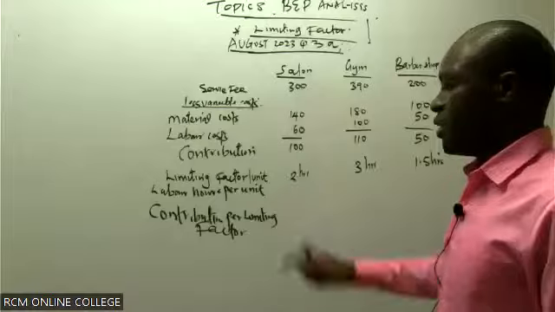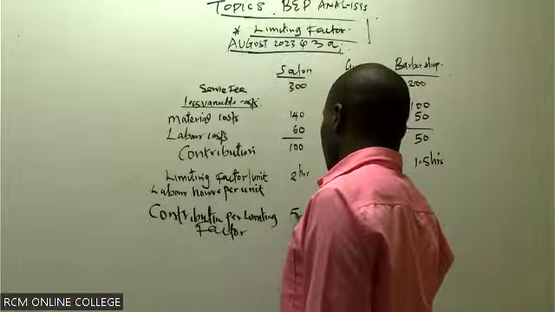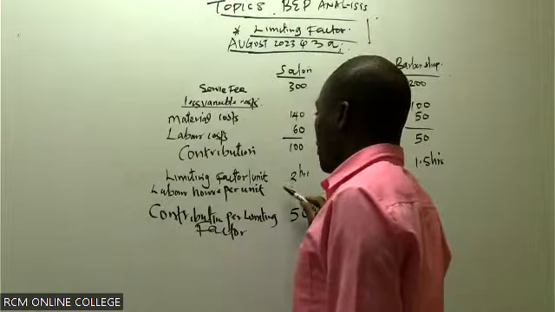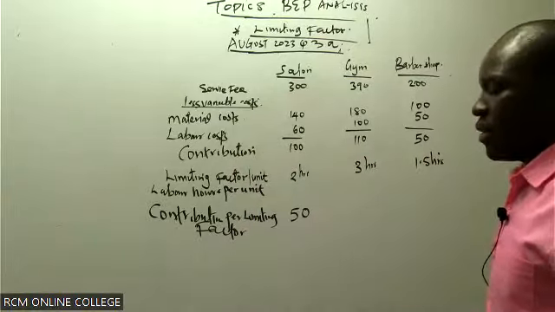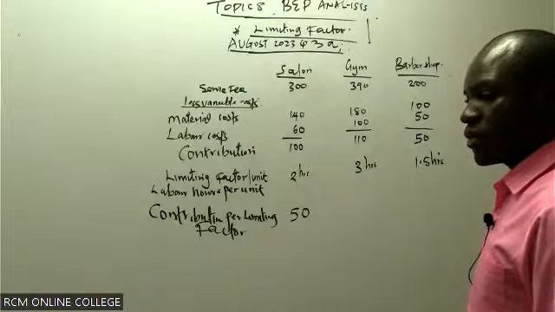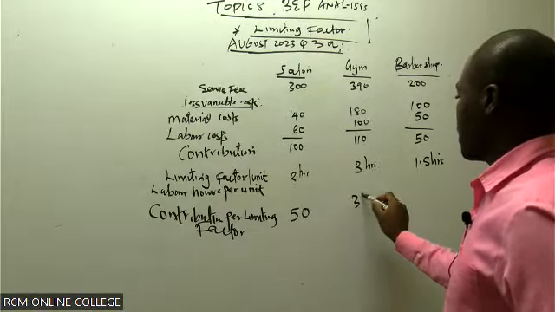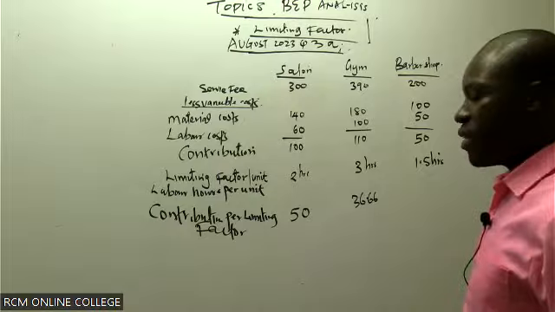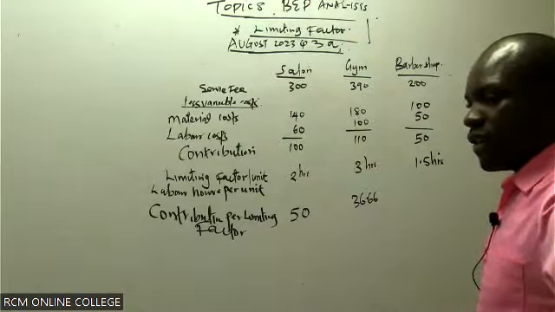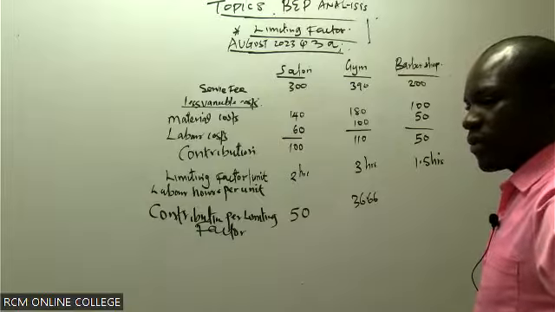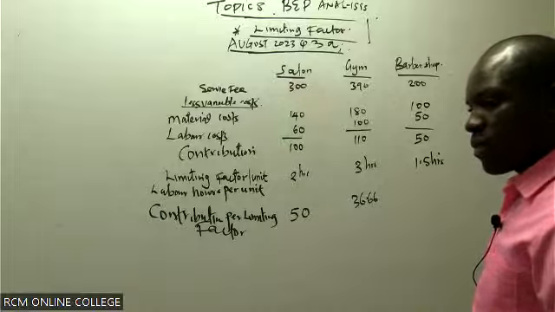Take 100 divided by 2, we are going to have 50. So for every 1 hour, the company is going to make 50 shillings. How about this part? 110 divided by 3, that is 36.66. How about this? 50 divided by 1.5, that is 33.